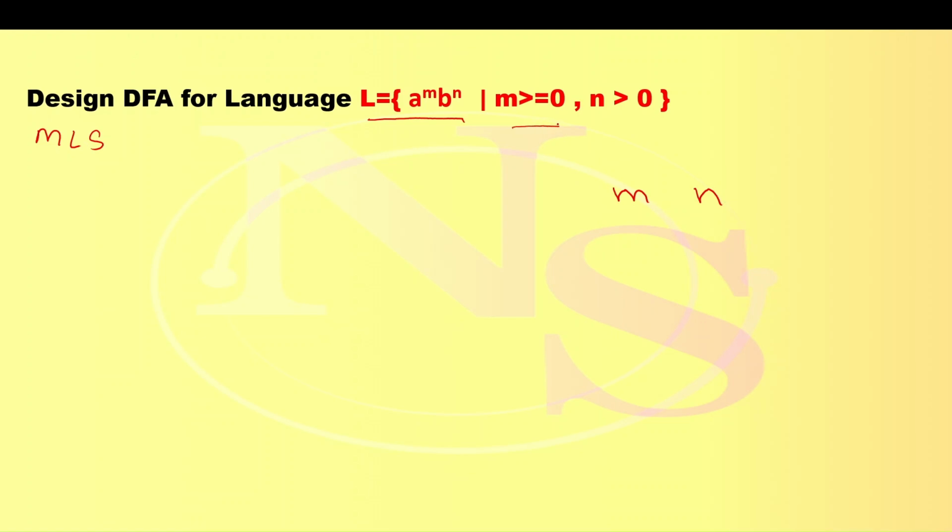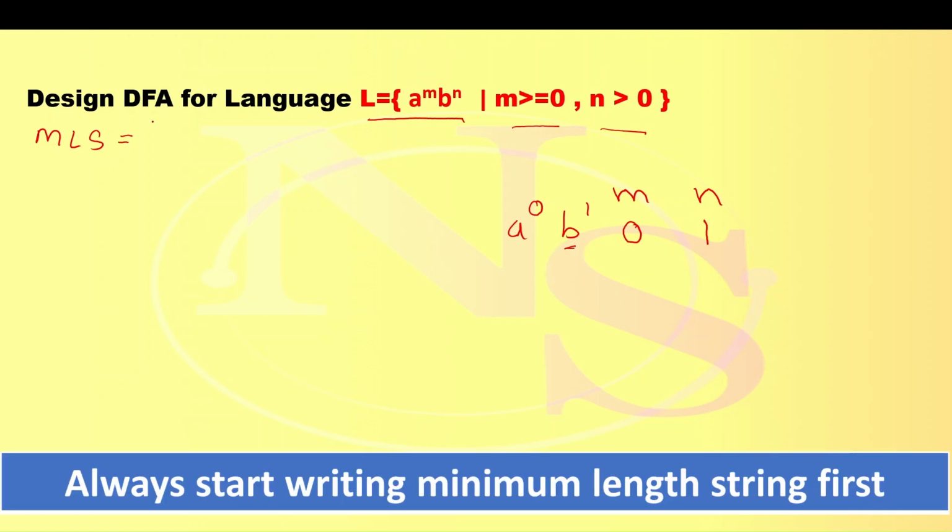Here m is starting with 0, as m is greater than or equal to 0, so the starting value of m will be 0. Here n greater than 0 means the starting value of n will be 1. If I write a raised to 0 and b raised to 1, a raised to 0 means 0 number of a's but 1 b is allowed. So our first minimum length string will be b.